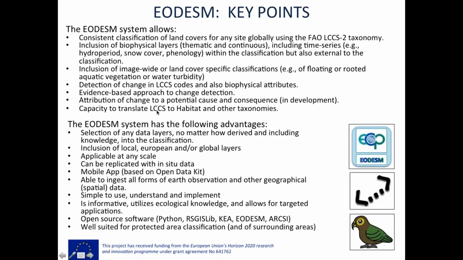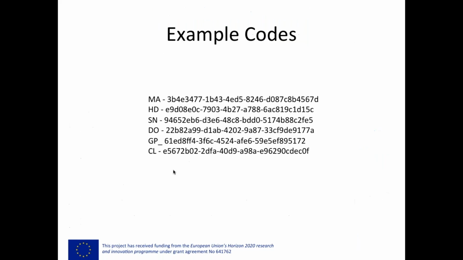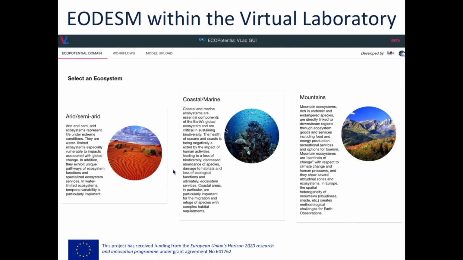And you can also translate to habitats and other taxonomies, and we were trying to look at how to do cause and consequence. So there's a number of advantages. We do have a mobile app which can be used for validating it as well. That's probably a key thing. And so the validation procedures are being put in place. And it's all open source, the software, and it goes through GitHub linked to the virtual laboratory. So it will be improved all the time. And there will be the capacity very soon to give you access to code so you can develop your own evidence for change. Those are the codes, and that's the system, and I think that's it.